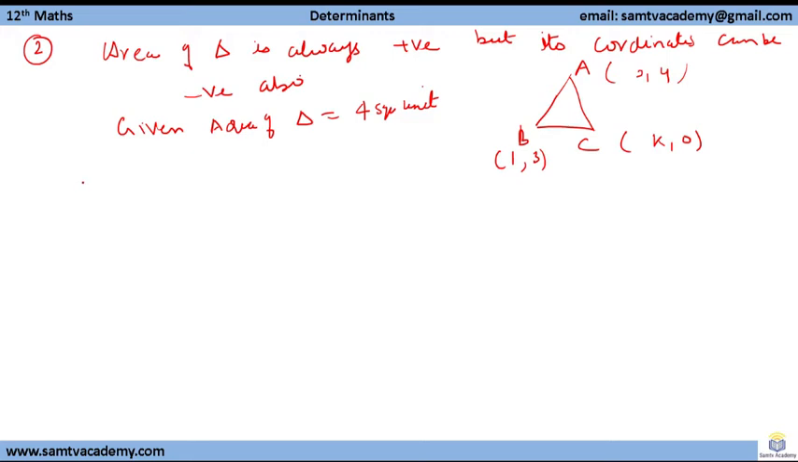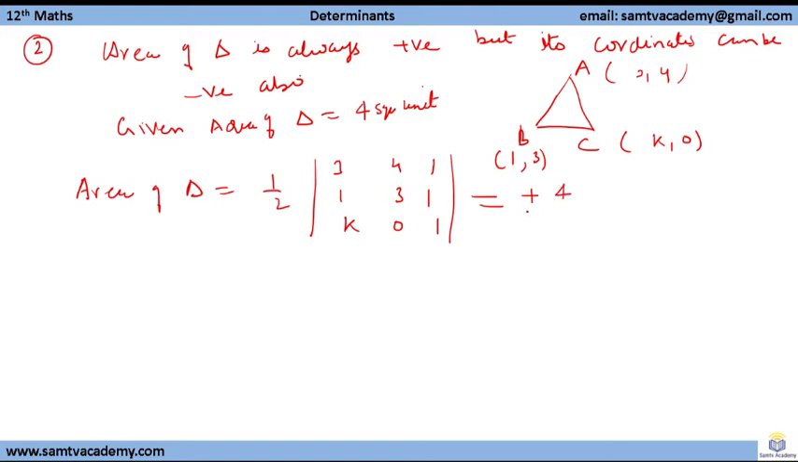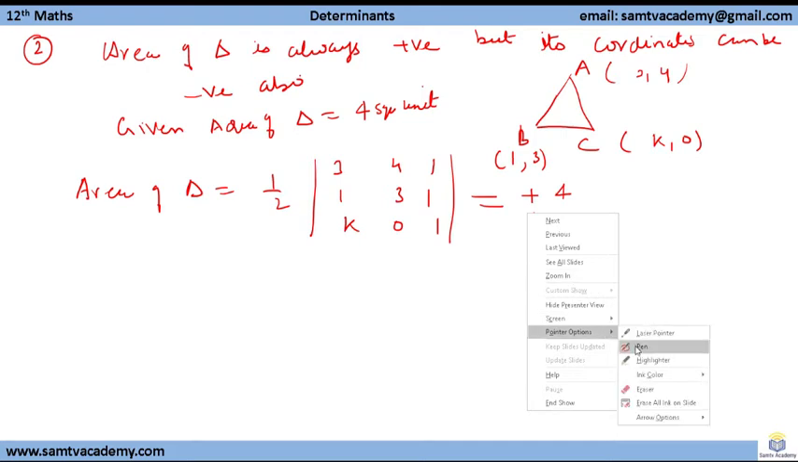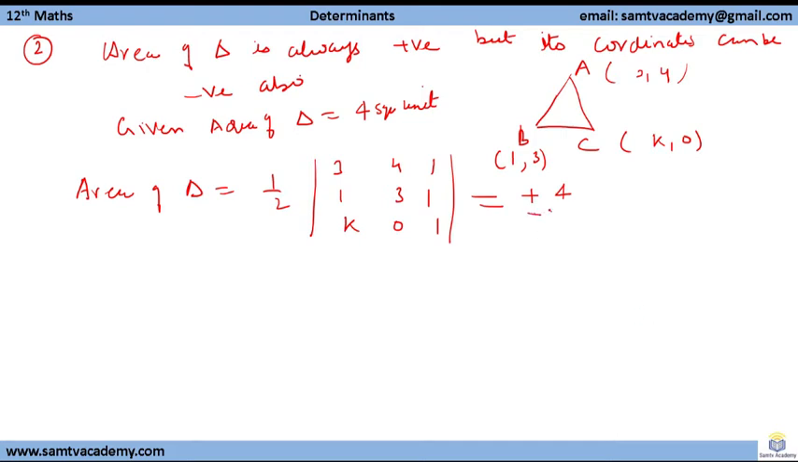So when you are going to find the area of the triangle, you will write it like this: 3, 4, 1, 1, 3, 1, and K, 0, 1. Then you will take the area of the triangle as plus 4 and minus 4 also, because negative 4 also.